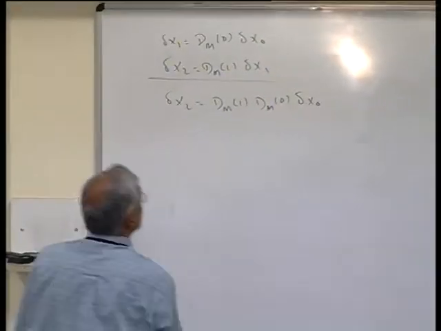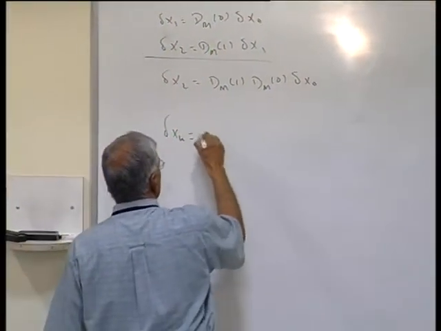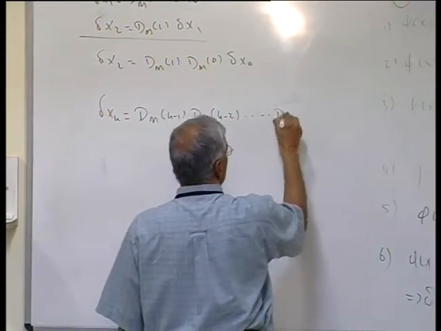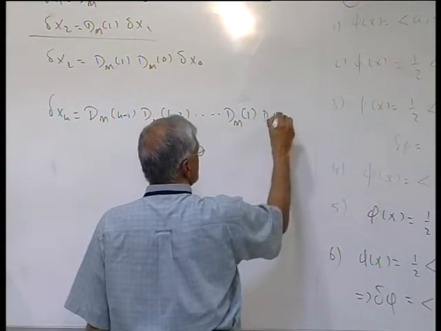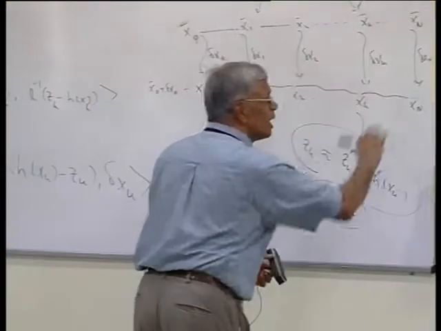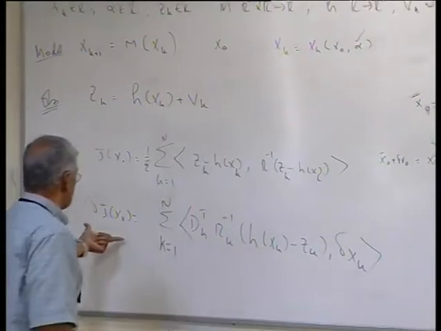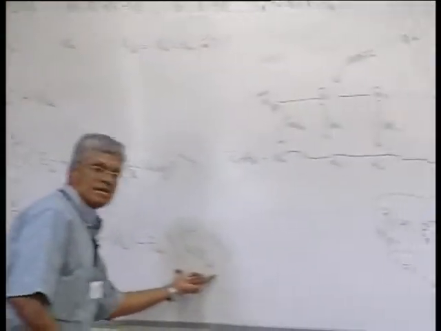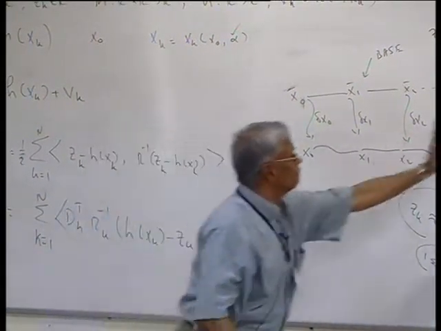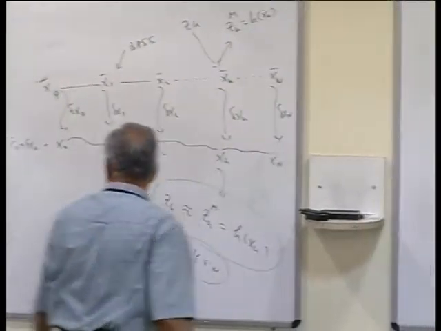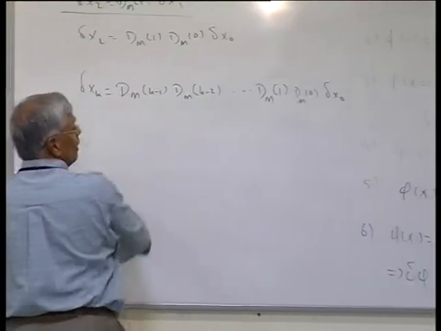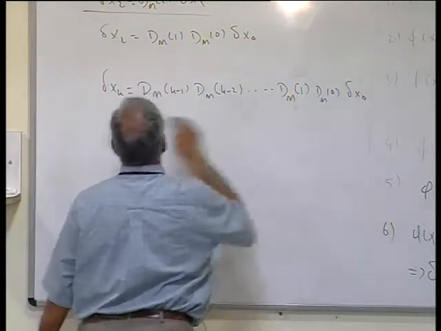So if I continue this in this vein, my delta xk is equal to dm k minus 1, dm k minus 2, all the way to dm1, dm0, delta x naught. So what have I done? Look at this now. I have exactly what I want. In order to be able to compute the first variation, I need the perturbation propagated at time k. So I would like to express this in terms of what is known as delta x naught. So this tells you the dynamics of propagation of perturbation.